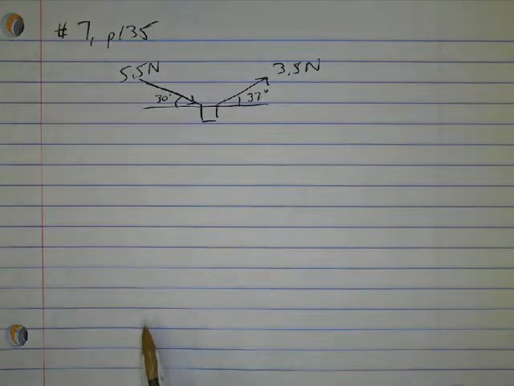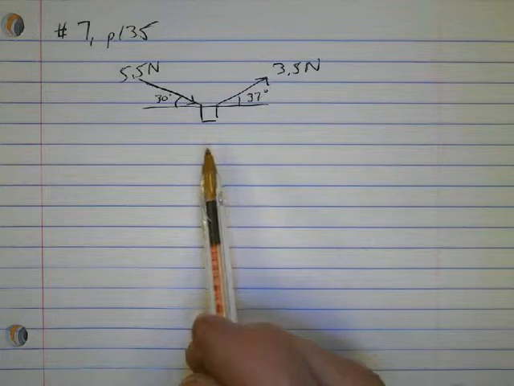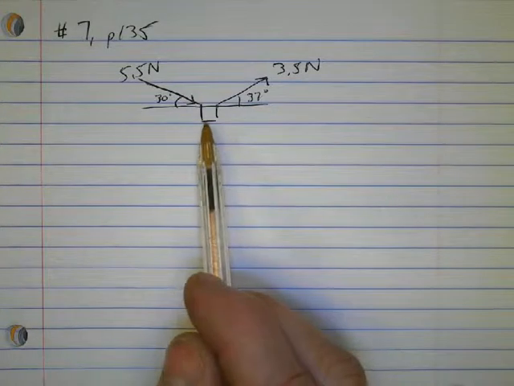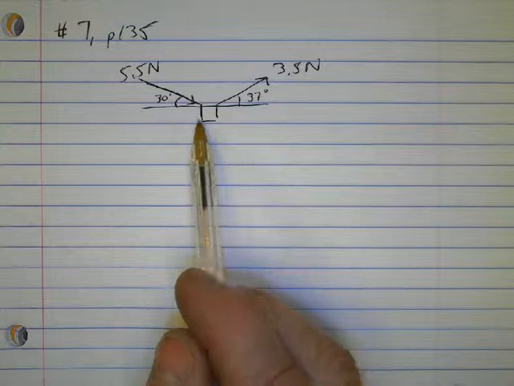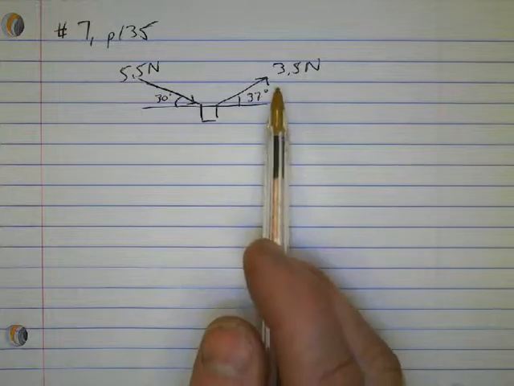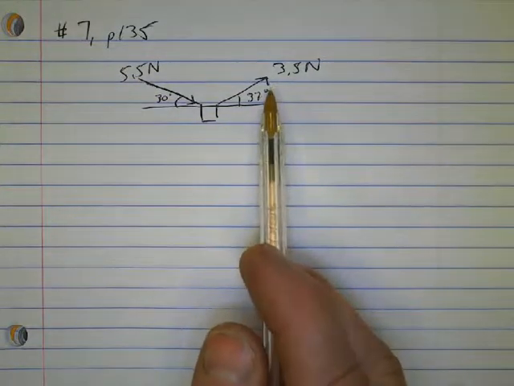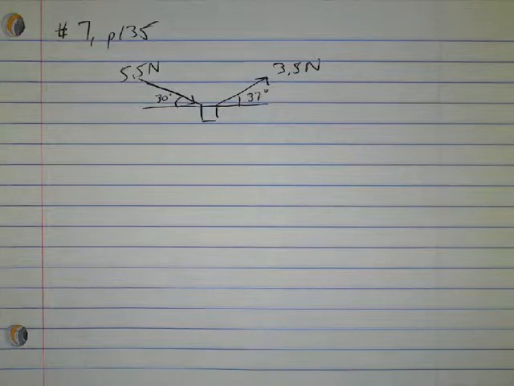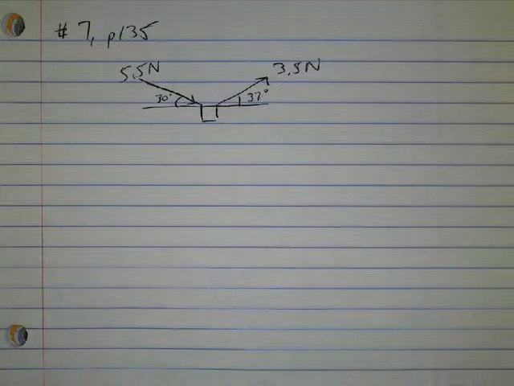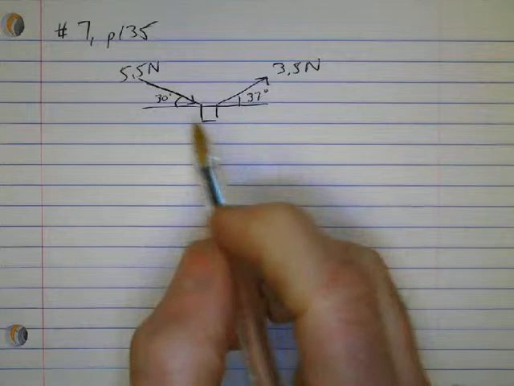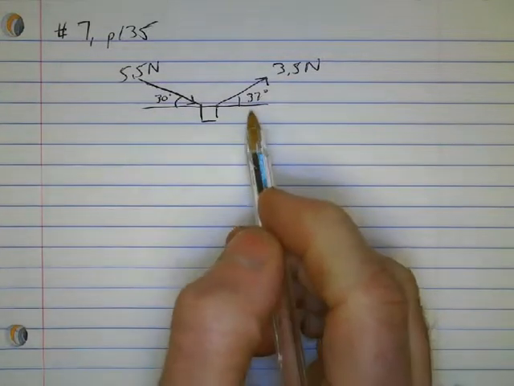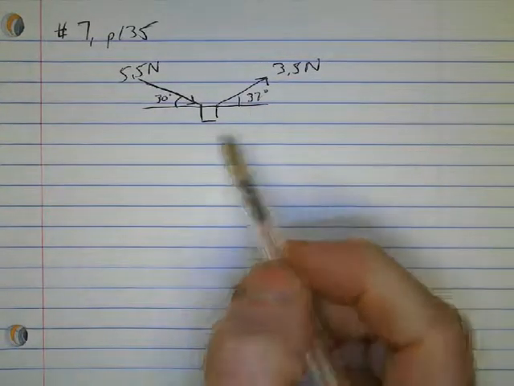Here's the question. A 5 kilogram block at rest on a frictionless surface is acted upon by forces F1 and F2 as illustrated here. What additional force will keep the block at rest? So I've drawn the given information in black ink, and I'm going to work this information in red ink.